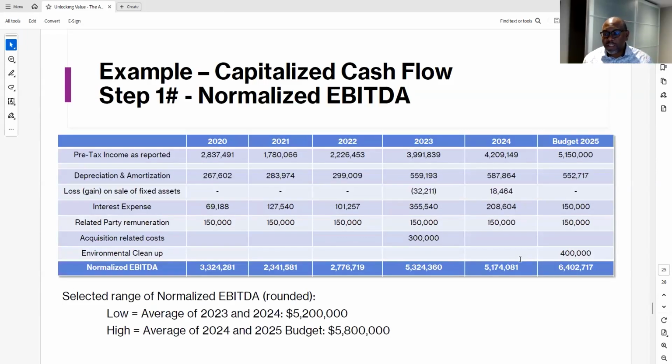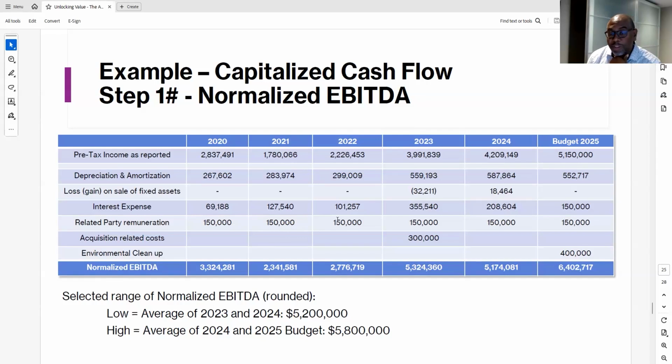So here's a quick example that I'll walk through, and the approach we've used is the capitalized cash flow. It's a stable business. We've got a number of years of data and a budget. So I've broken it down by line item to say, here's our pre-tax earnings, including the budget. Because we're looking at cash flows, we're backing out depreciation and amortization. We're taking out one-time items, so loss or gain on sale of fixed assets. That's a one-time event, so we're backing that out, saying that's not really normal operations. Interest expense too, because again, we're looking at EBITDA, so earnings before interest, taxes, depreciation, and amortization.